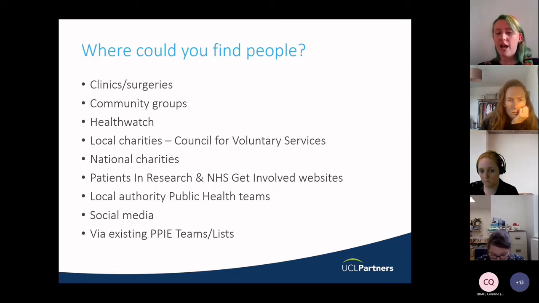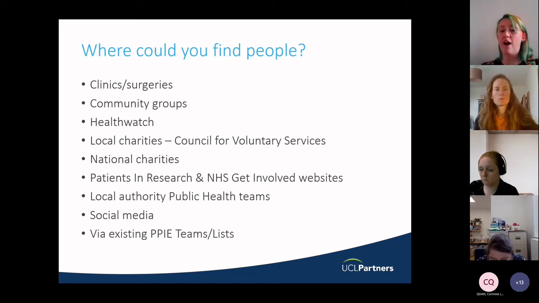There's also Healthwatch. Healthwatch is a local government association, I think, and their entire purpose is that they want health and social care to be civic and led by the citizens. So they are really happy to support activities that show that value. So reach out to them. There are also local and national charities who already have communities of people with lived experience, so you could reach out to those groups.